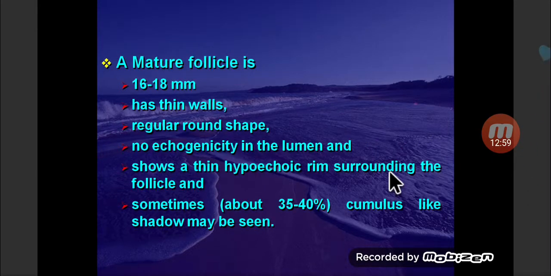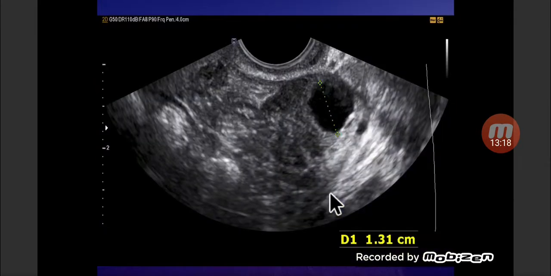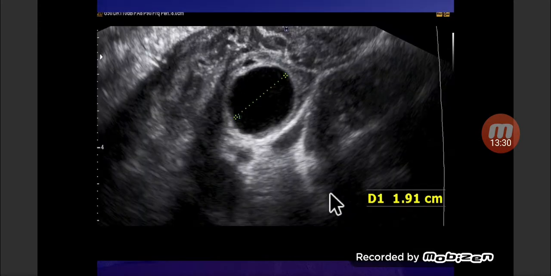Features of a mature follicle on B mode: 16 to 18 mm, thin wall, regular round shape, no echogenicity, thin hypoechoic rim, and in 35 to 40% cases, you can see a cumulus-type shunt. If you're looking at an oval shape, you can always take 2 measurements. If you're looking at a rounded one, you can take 1 measurement. We're looking at follicles increasing in size.